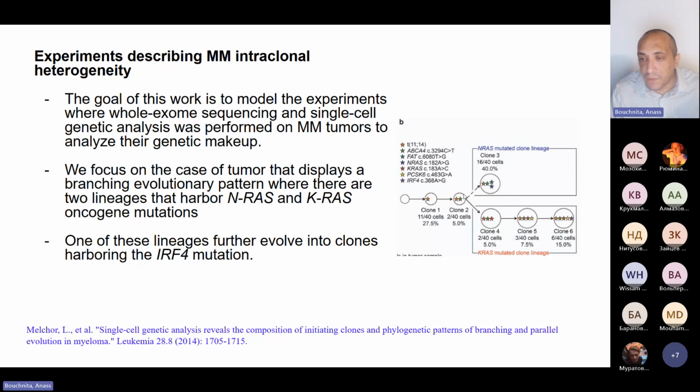So there are some cells that will acquire an NRAS mutation, while there are others that will acquire a KRAS mutation. And these ones will also acquire further mutations, in particular the one with IRF4. And so there are 2 lineages of multiple myeloma cells that coexist. One lineage has an NRAS mutation, and the other has a KRAS mutation.